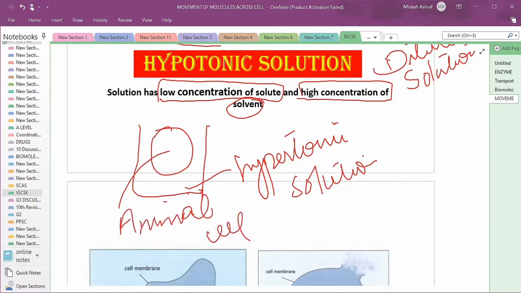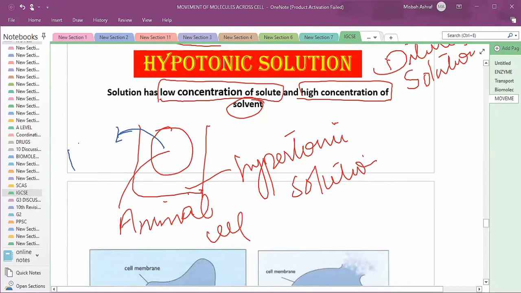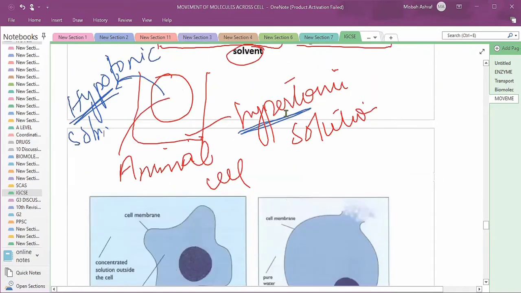Animal cell will be hypotonic. This cell will be hypotonic. If the solution outside is hypertonic, then inside will be hypotonic solution. Now we are comparing this outside solution with the inside. That's why we are saying that this is the hypertonic and inside is the hypotonic. And the opposite will happen: if outside there will be the hypotonic, inside there will be the hypertonic solution.